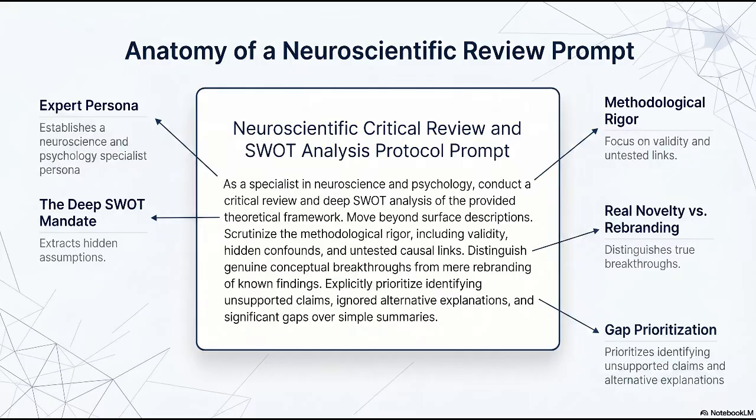Although this specific protocol is written for the fields of neuroscience and psychology, its core structure is highly versatile and universally applicable. You can easily adapt this prompt for entirely different disciplines, whether you are analyzing literature in computer science, economics, or engineering. By simply changing the expert persona at the beginning of the prompt, you can leverage this exact same rigorous framework to critically evaluate research papers and uncover hidden flaws in virtually any academic field.